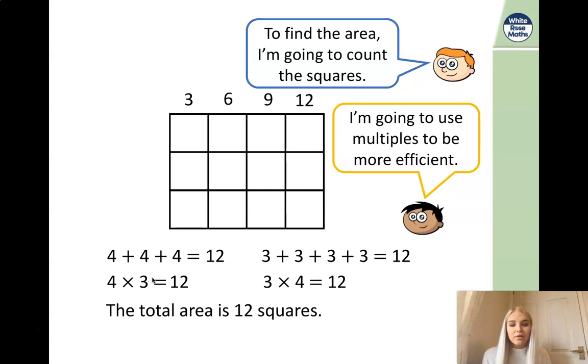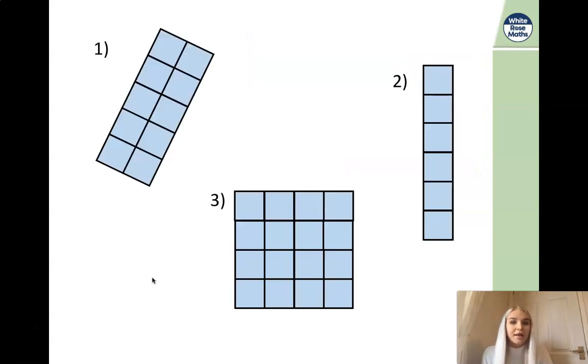So that is a quicker way that you can work out the area of a shape, using your multiples, your knowledge of times tables, to be more efficient and quicker. So, can you use your knowledge of multiples to find out what the multiplication would be for the following area of these shapes? Pause the video and work it out. Off you go.